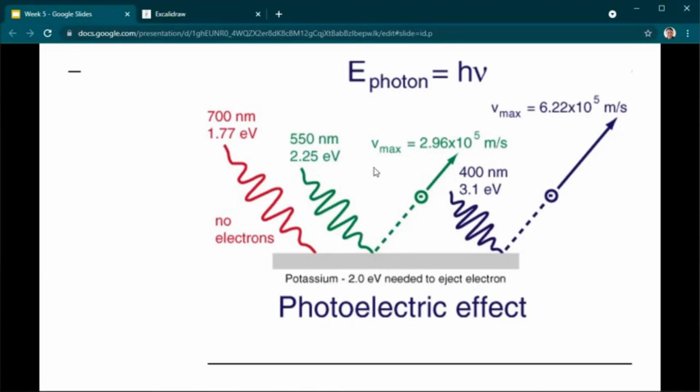Also notice that 2.25, 3.1. So the rate or the velocity of the electron when it was ejected is also proportional to the energy of the light wave. So this one has higher energy, faster electron. Lower energy than this, so slower electron.